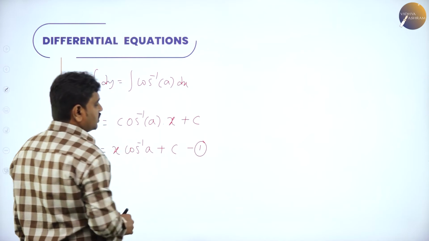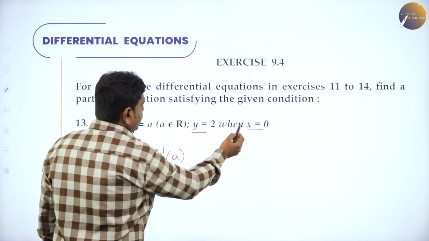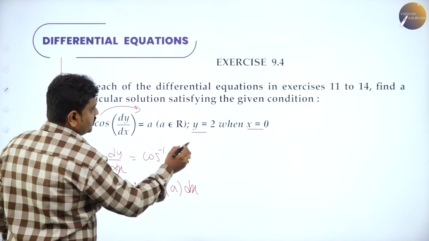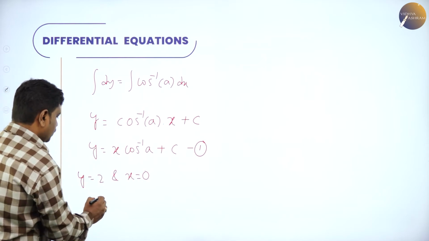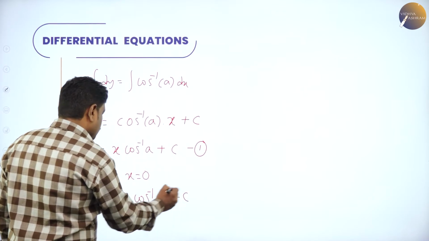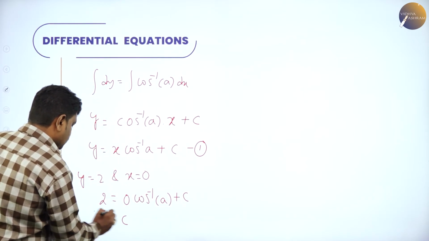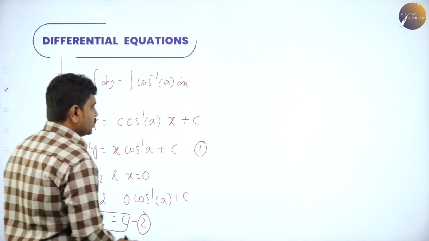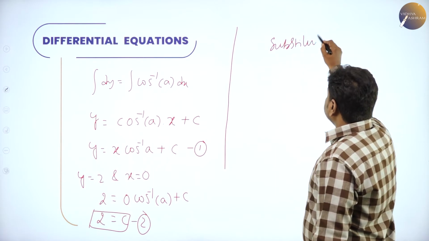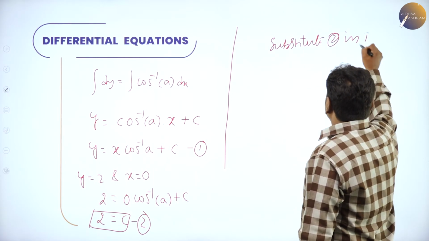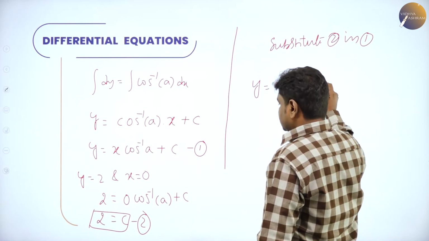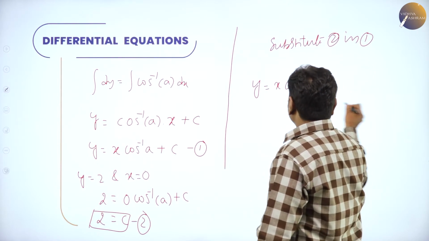This is the general solution. But they want the particular solution, which means for y and x you substitute. Y is 2 and x is what? 0. That's what is given. So substitute the x value and y value. So 2 is equal to 0 into cos inverse a plus c. All of you know 0 into anything is 0. So 2 is equal to c. So now you got the c value. Substitute equation 2 in 1. So what is equation 1? Y is equal to x cos inverse a plus c, in place of c put 2. This is the particular solution.